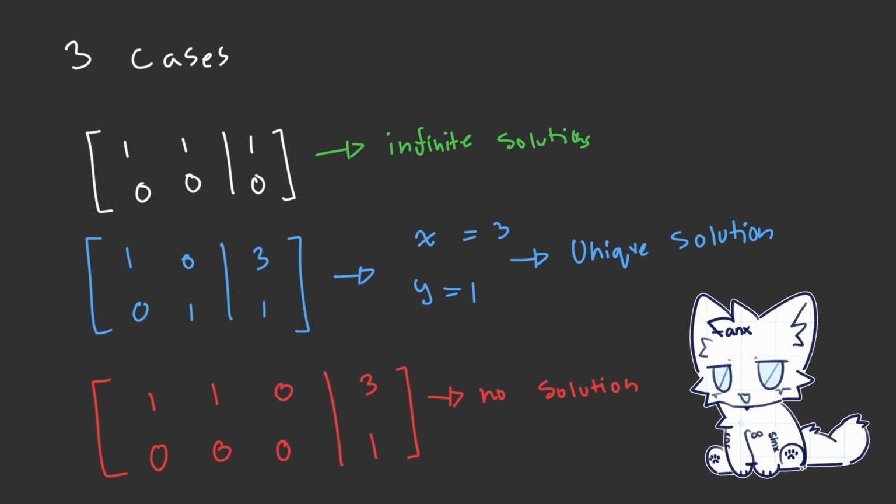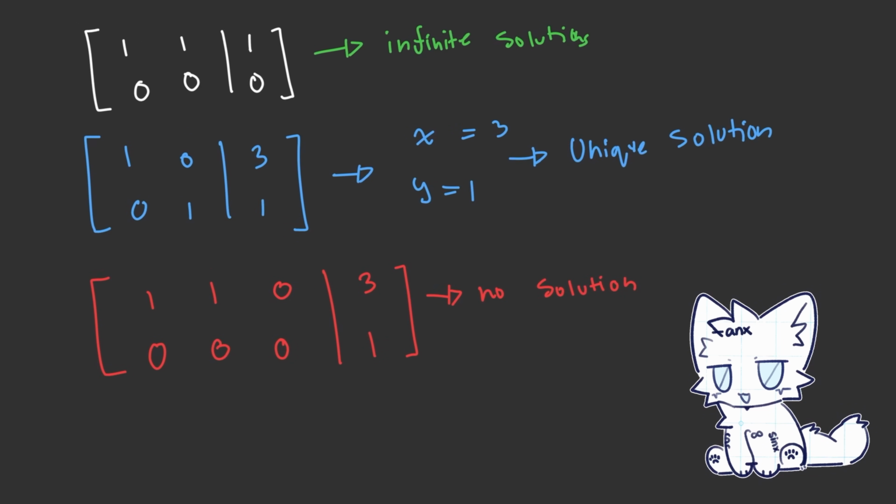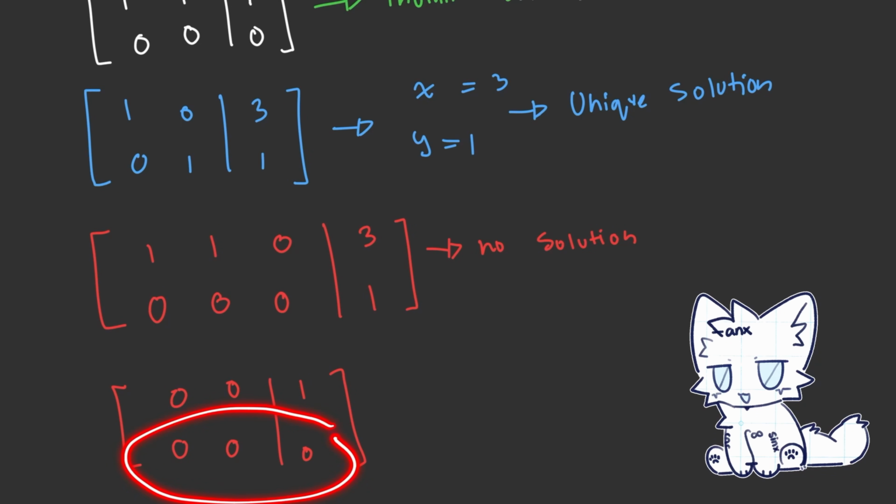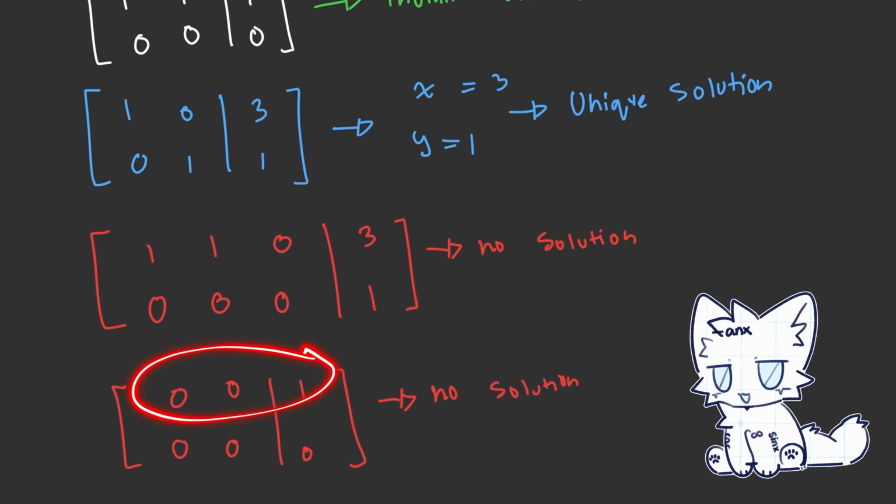Now, here is a case that I would like to cover. If you ever get something like this, you'll see that there is a 0, 0, 0 row. That usually means that there's infinite solutions, right? But because there's a contradiction up here, that immediately overrides the infinite solutions. So this matrix has no solution. The contradiction will always override any matrix, causing that to be no solution.